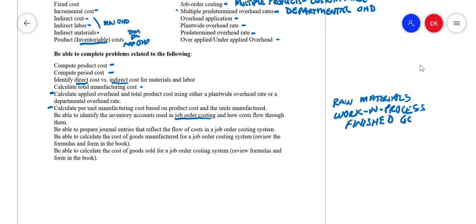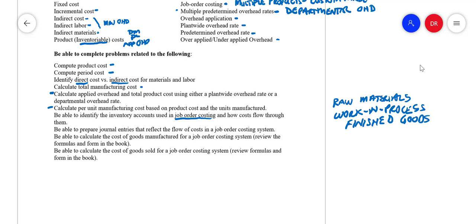Basically, know these 3 and what they are. In the raw materials, we have the materials we are going to put into the product but haven't yet. Work in process is anything that's underway in the current production cycle. And finished goods is anything that's ready to sell.